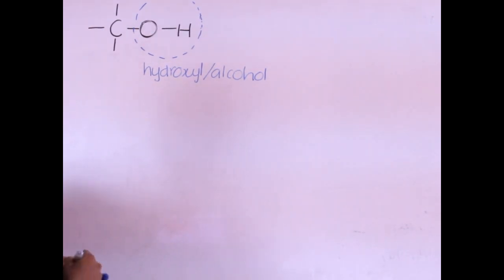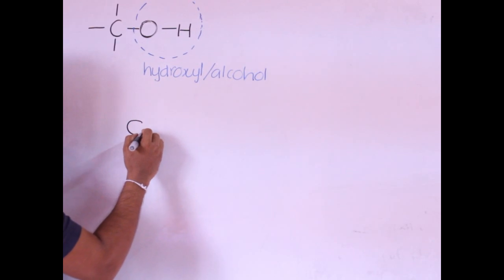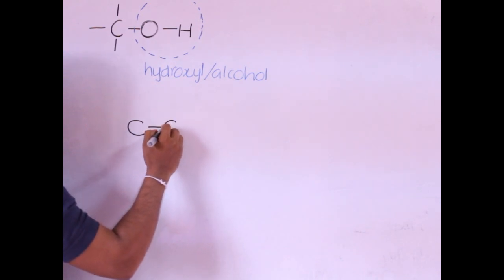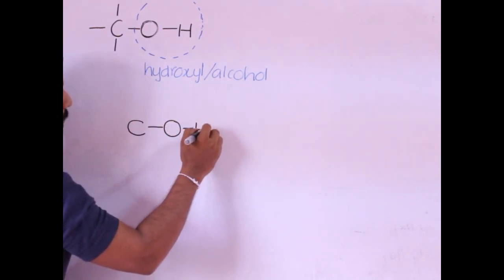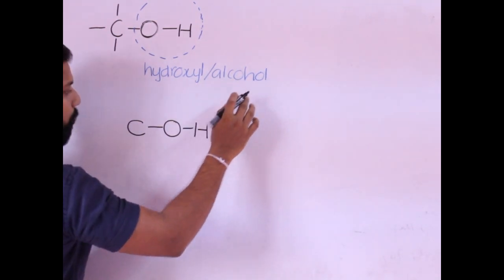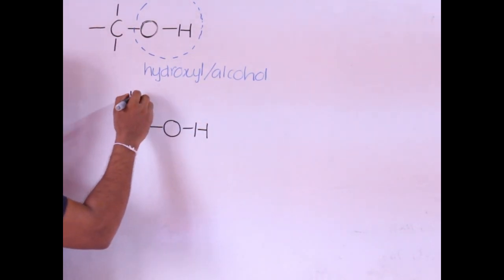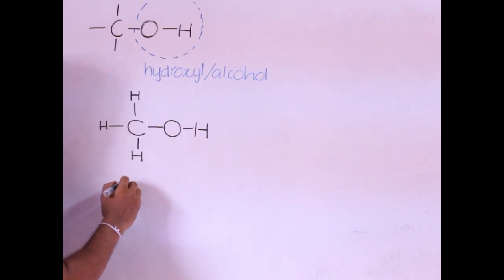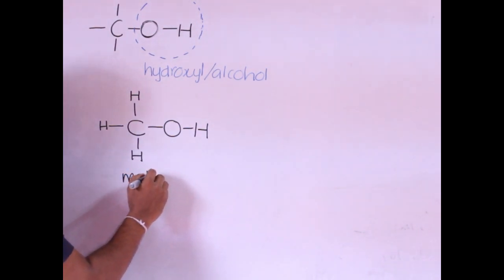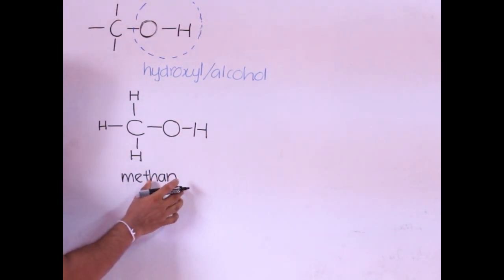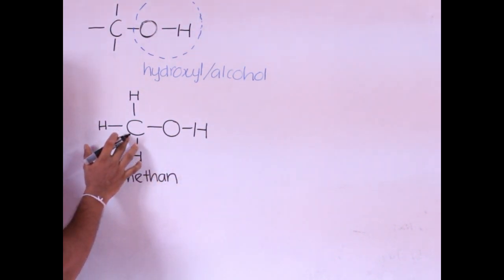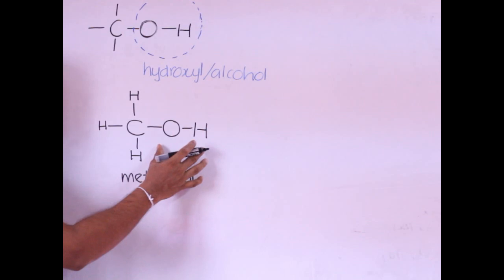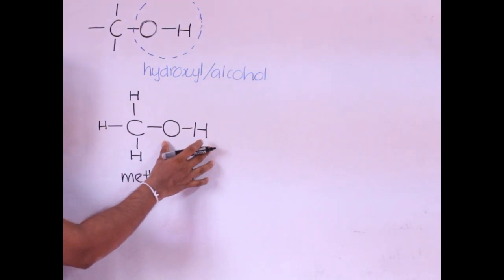Let's see the smallest member of this alcohol homologous series. We first put the OH group, or we call it hydroxyl group or the alcohol group, and then fill the hydrogen atoms. So the first member is called methanol. Methan is for a one carbon atom organic molecule. Ol is the suffix used to represent that it is an alcohol.